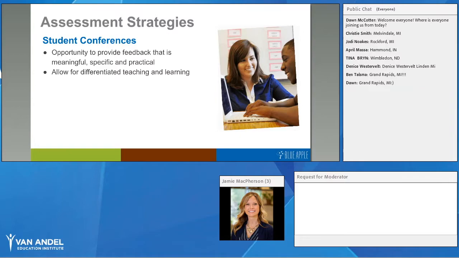The next one is student conferences. We do this probably regularly, but PBL offers some great opportunities throughout the process to really sit down with students, and it could be teacher to student, or it could be teacher to group, but they offer a great opportunity for us as teachers to really differentiate learning. We can identify the students' challenges and hopefully help them with some next steps. This is also a great time for students to share some of their successes so far with you.